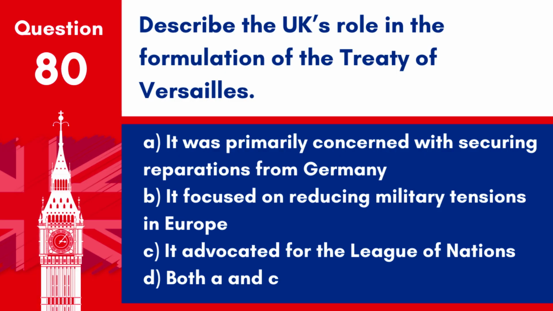Question 80. Describe the UK's role in the formulation of the Treaty of Versailles. A. It was primarily concerned with securing reparations from Germany. B. It focused on reducing military tensions in Europe. C. It advocated for the League of Nations. D. Both A and C.